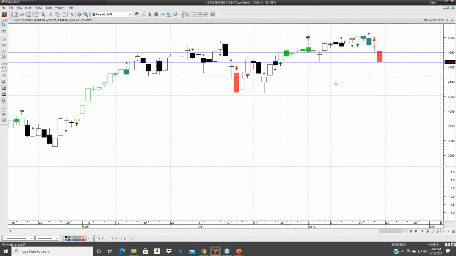And if that level does not hold, we'd be looking at the 4125 level as our next area of support, followed by the 4050 level as our lower level of horizontal support. So those are the significant ones to watch.